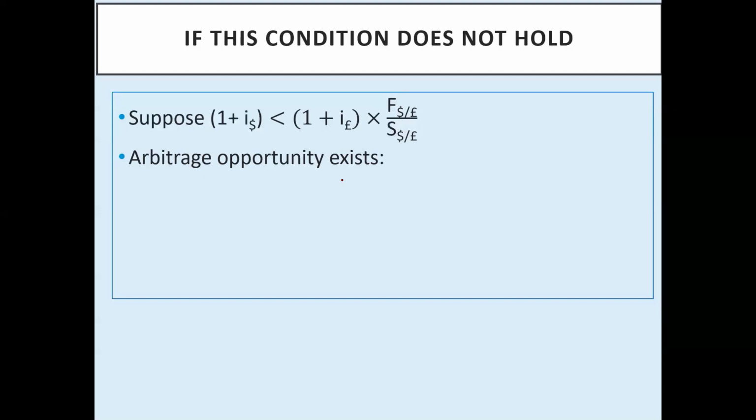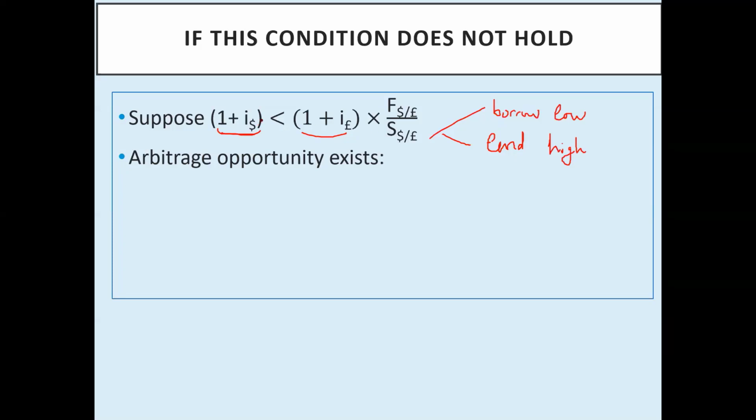So in this case, if the parity condition doesn't hold, there is an opportunity for arbitrage, okay? So how do we arbitrage in this case? When we have interest rates, when we arbitrage using interest rates, we are talking about borrowing money at a low rate, and we are going to be lending money at a high rate, okay?